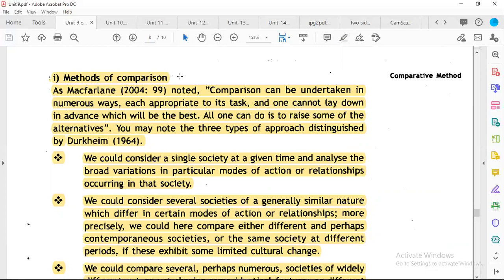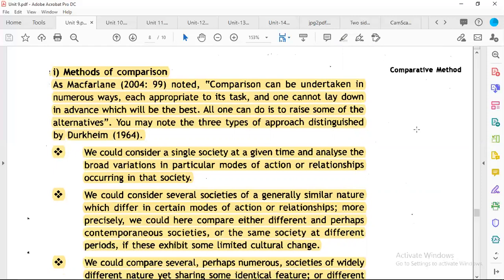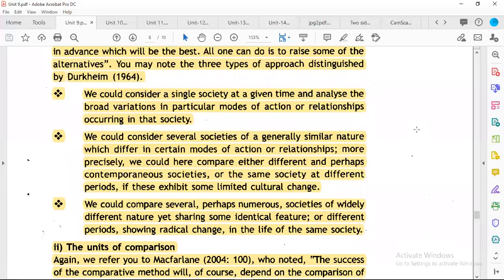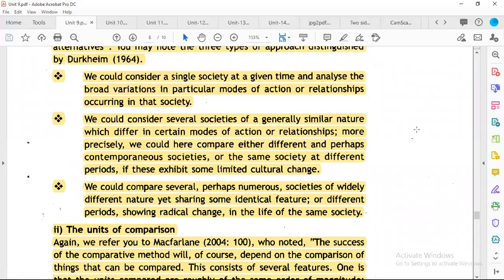It is in quotation, but we can understand that the method of comparison totally depends on the researcher, totally depends on the society, totally depends on the research object, that is, what kind of thing the researcher wants to analyze. The first is, we could consider a single society.